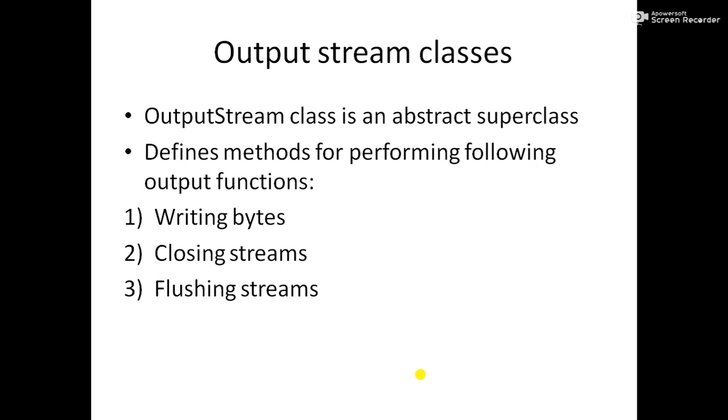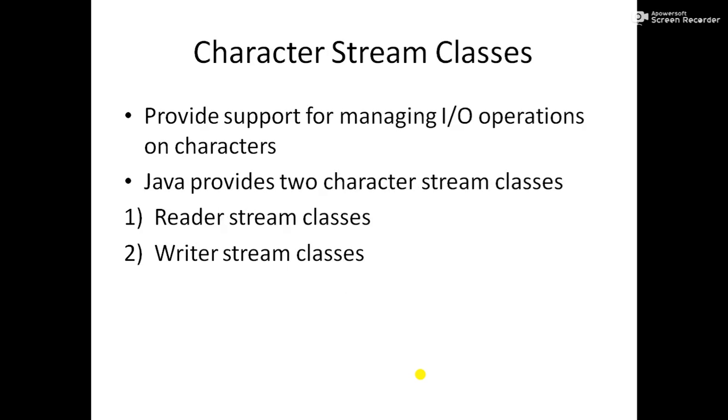Then we'll discuss the output stream classes. Output stream class is an abstract superclass which defines the methods for performing the following output functions: writing bytes, closing streams and flushing the streams. Flushing streams is required to erase the memory, and that memory will be available for the next usage, next variables or next files.